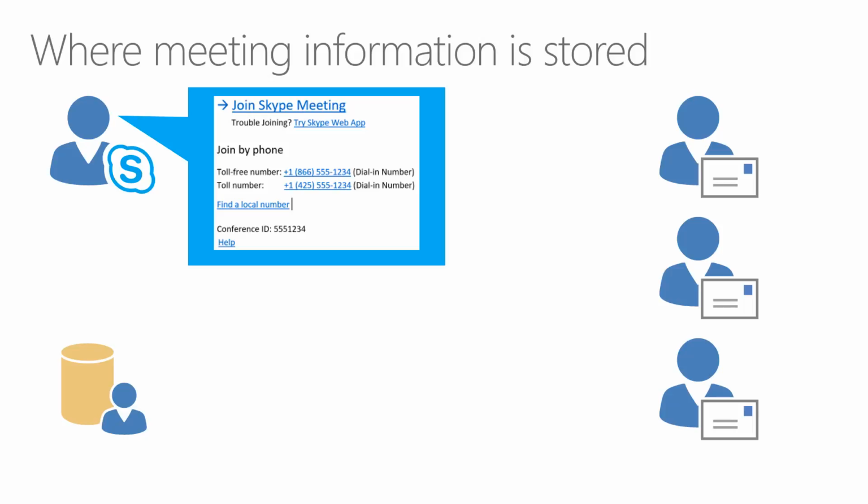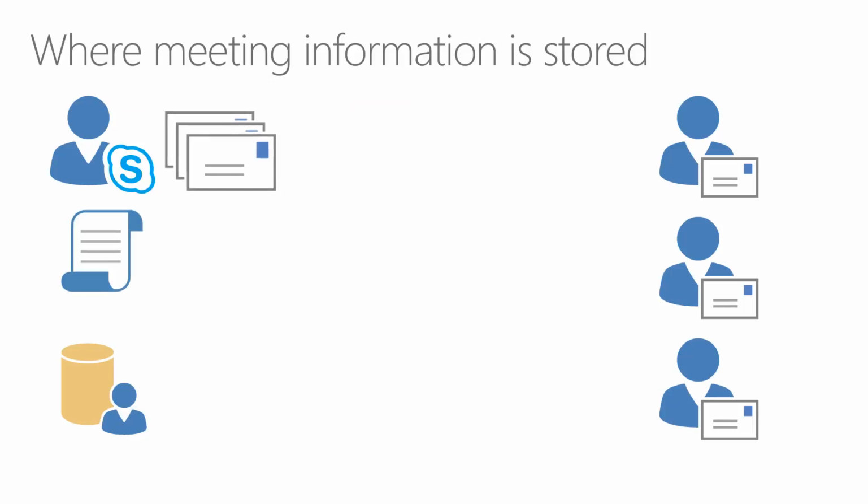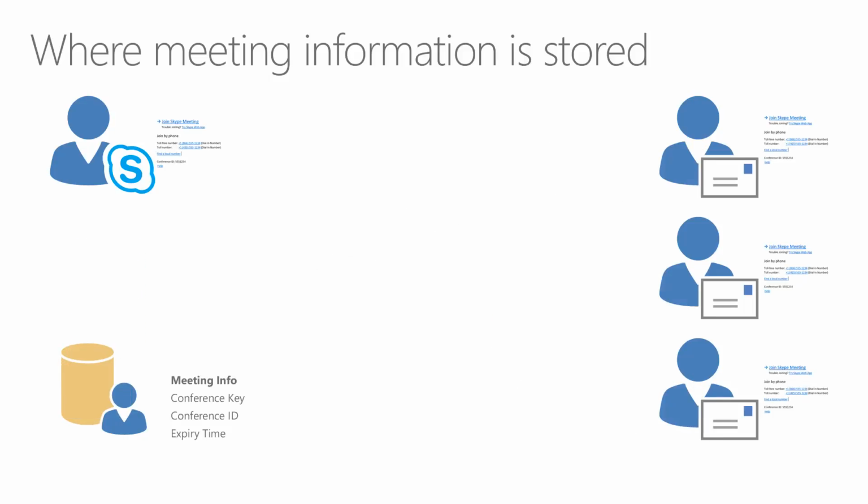This information is then sent out to the invitees of the meeting, and that information is also stored on the backend servers. What is important to note is that on those backend servers, we are not storing all of the information. We are storing what the conference key is, what the ID is, so that when people go to join, we know that that meeting is associated with that organizer. And we also store an expiry time.